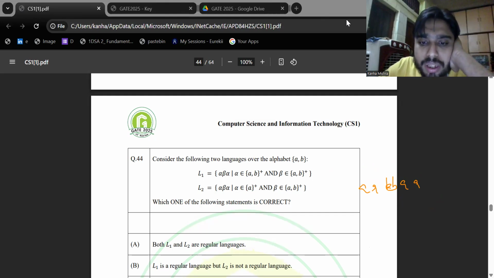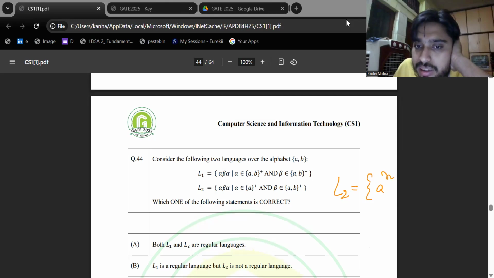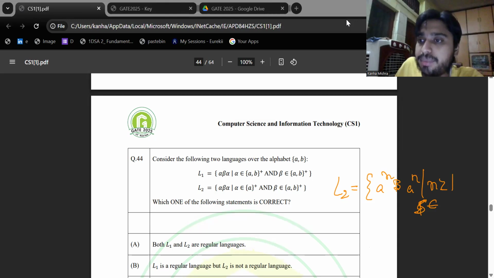So it is somewhat like an equal number of A's before and after the beta string, any arbitrary beta string. So it looks somewhat like this. Language 2 belongs to alpha^n beta alpha^n, where n is greater than or equal to 1 and alpha has been replaced with A. Beta belongs to (A|B)+.